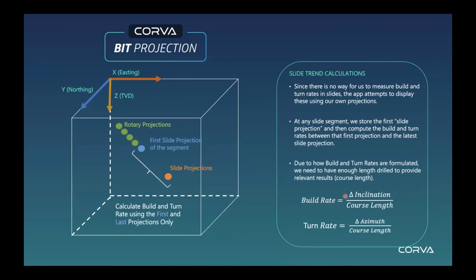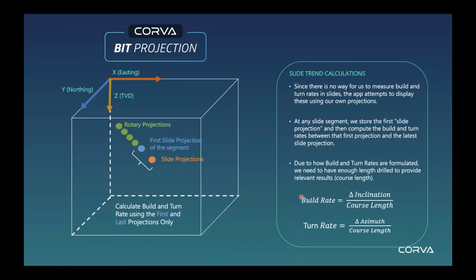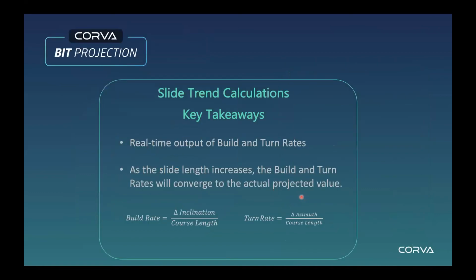Build rate is calculated by delta inclination over course length, and turn rate is delta inclination over azimuth. As you can also see, the denominator in both of these equations is course length. So when you have a really short course length, the values are not quite as accurate. But as your slide starts to progress, those build and turn rates will converge to what they actually should be, and it doesn't take very long to do. We just wanted to be transparent on that.